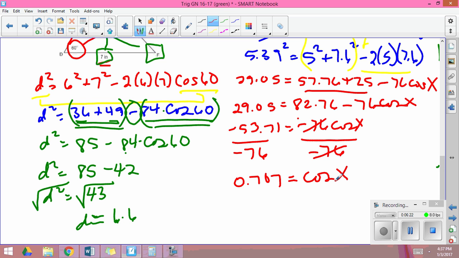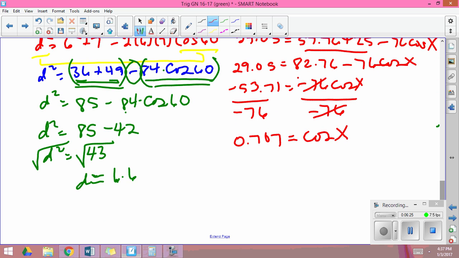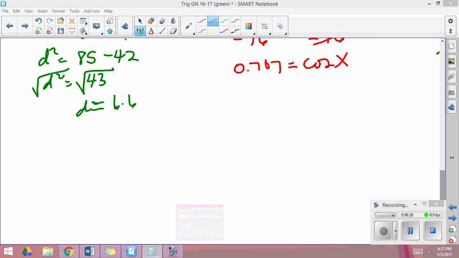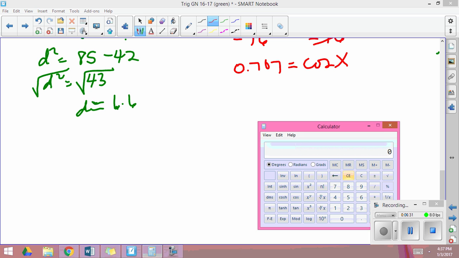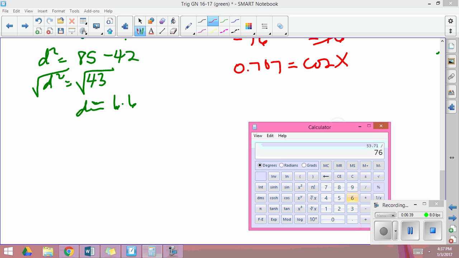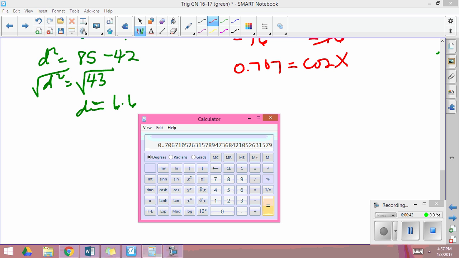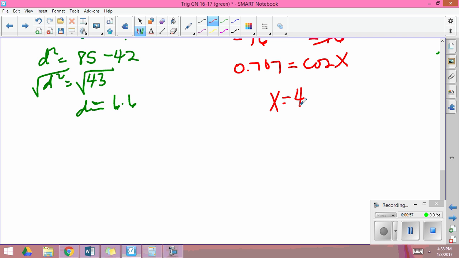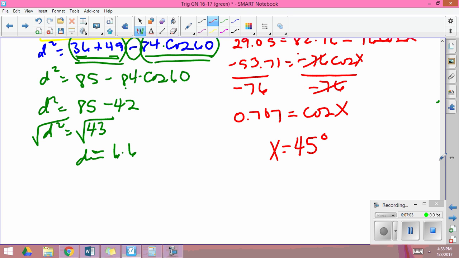Go to your calculator. I'm just going to demo it for practice. And so at that point, I'll just back up. I had 53.71 divided by 76. And that's that 0.707, but I want to use as many decimal places as possible. I don't want to use a rounded answer. Inverse cosine, and I end up with 45.03. Close enough. x is 45 degrees. So that is how we apply the law of cosines.